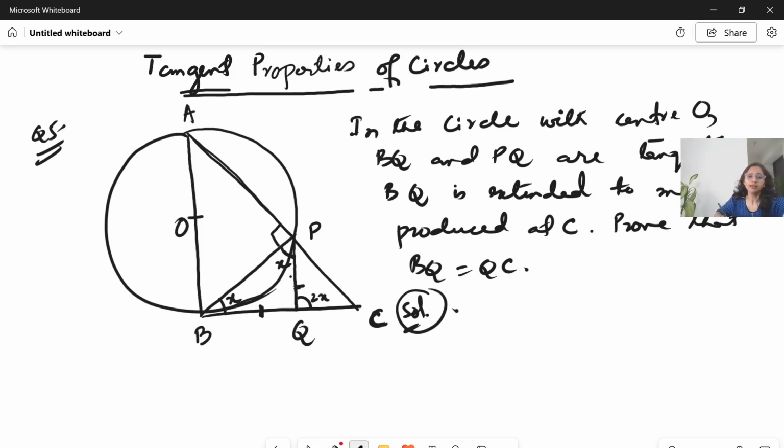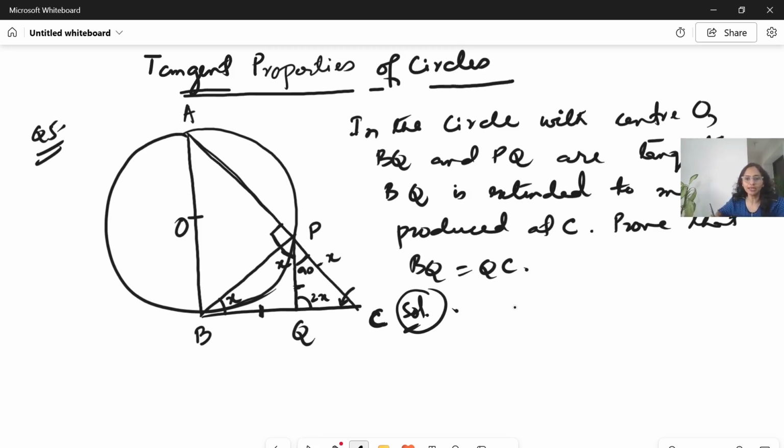Now what? If you see, this angle was 90 degrees, this we have taken as x, which means what is the value of this angle? It is a straight line, so the sum of the three angles is 180 degrees. This is 90, so this angle will become 90 minus x, right? This angle is 90 minus x. So if this is 90 minus x and this is 2x, we can calculate the value of this angle.